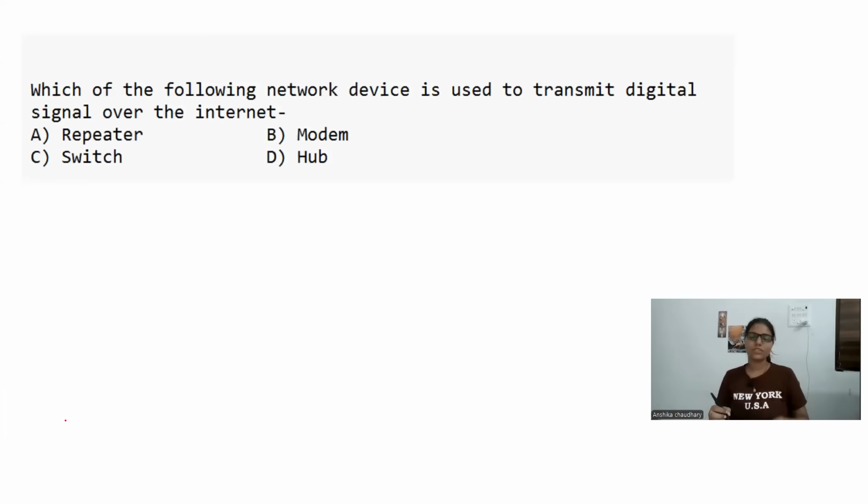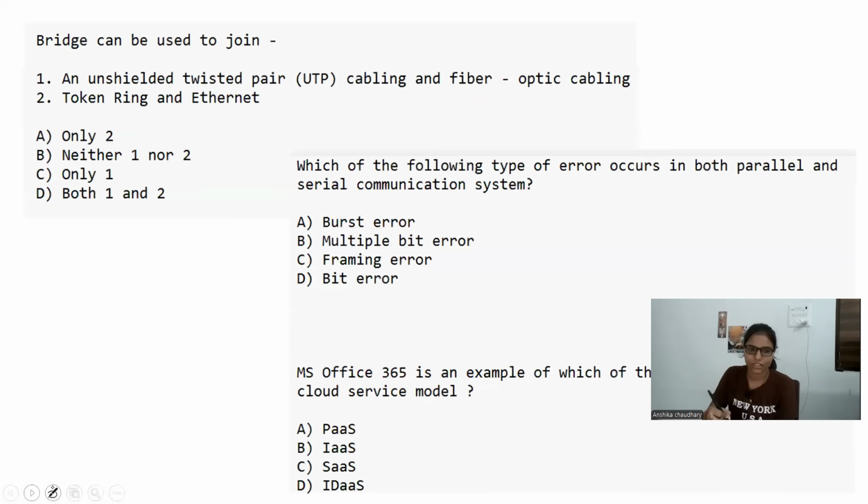The next question is, which of the following network devices is used to transmit digital signals over the internet? Repeater, modem, switch, or hub. For this question you have to tell me in the comment section. Let's move on to the next. A bridge can be used to join unshielded twisted pair cabling and fiber optic cable, or token ring and Ethernet. I'm not sure about it, because online I was getting different answers. Let's move on to the next.